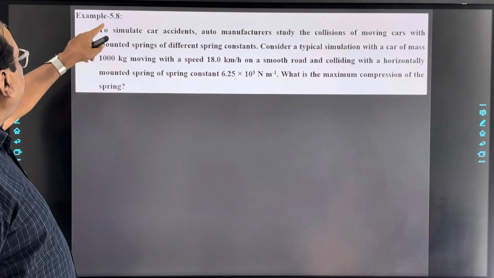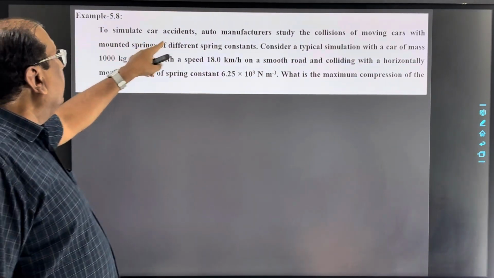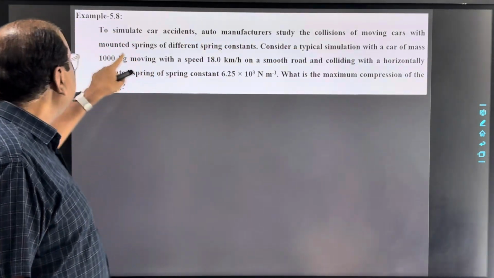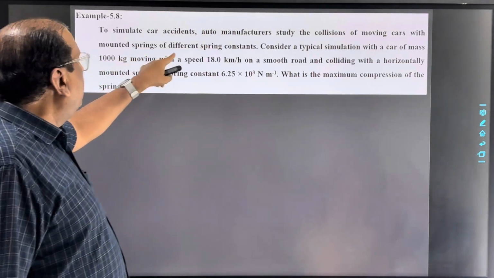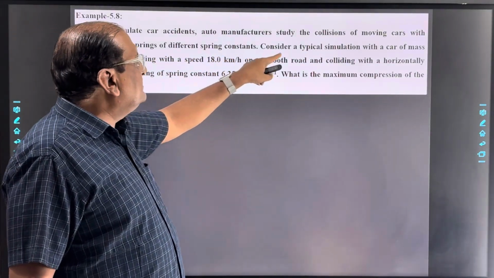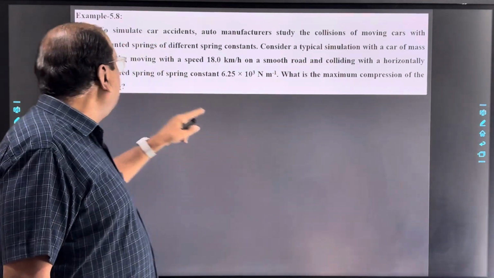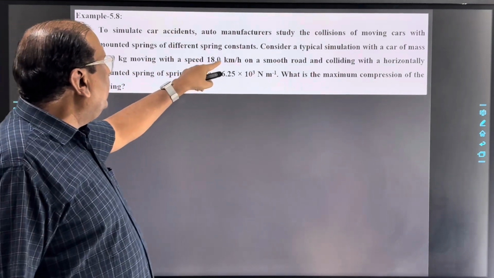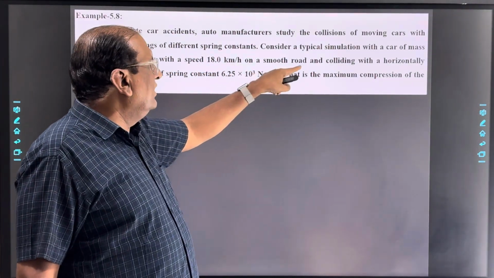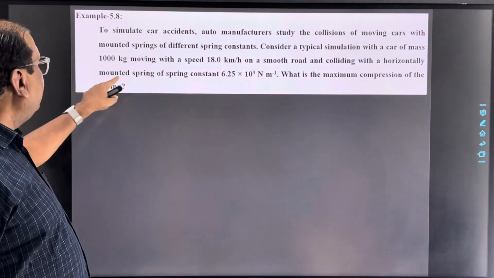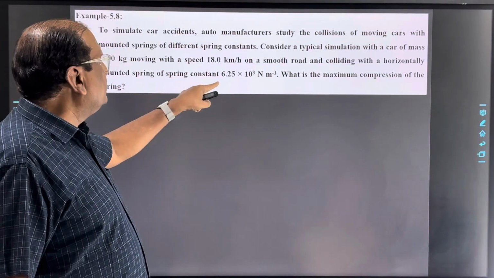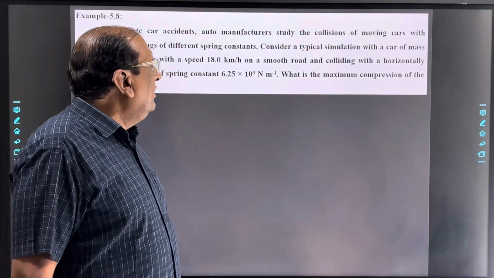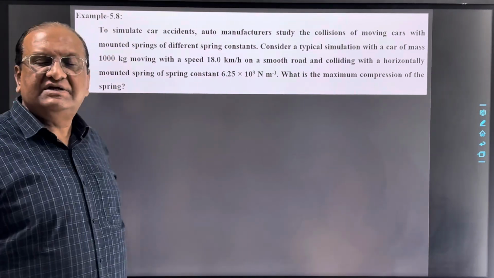Now, example 5.8. To simulate car accidents, auto manufacturers study the collision of moving cars with mounted springs of different spring constants. Consider a typical simulation with a car of mass 1000 kg moving with a speed 18 km per hour on a smooth road and colliding with a horizontally mounted spring of spring constant 6.25 into 10 raised to 3 Newton per meter. What is the maximum compression of the spring?